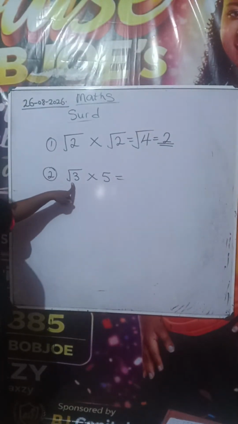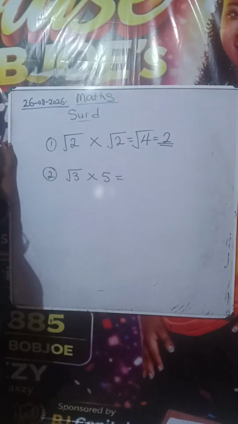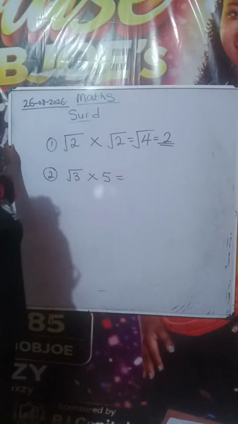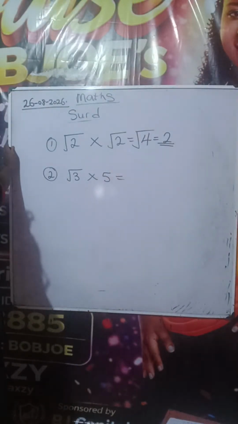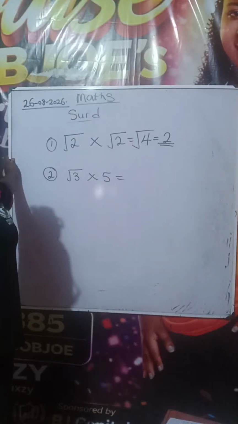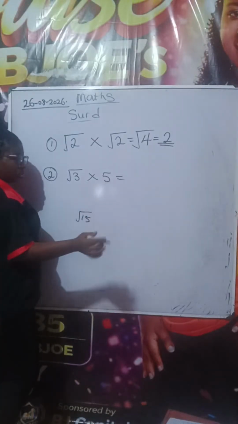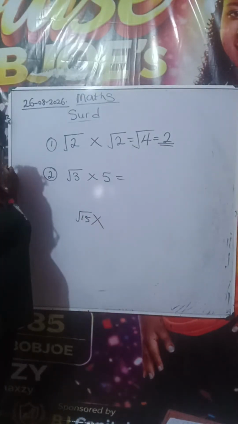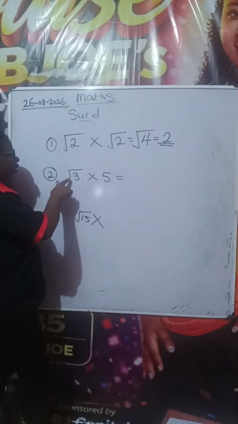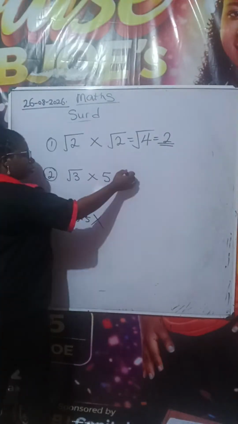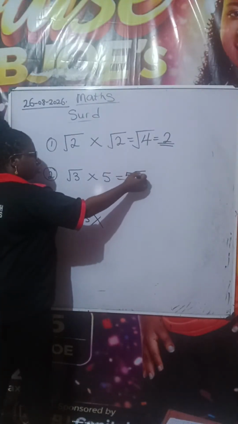Now look at this, root 3 times 5. What is it going to give us? We cannot multiply it by putting it like this, for example, root 15. No, it's not like that. You know why? Because this one is carrying a square root, but this one is not. Now, for you to multiply it, just write it like this, 5 root 3.